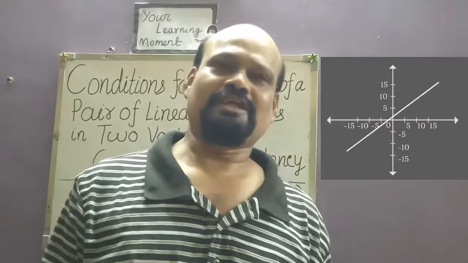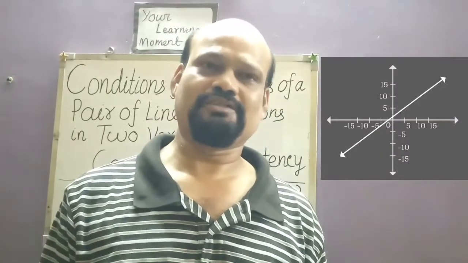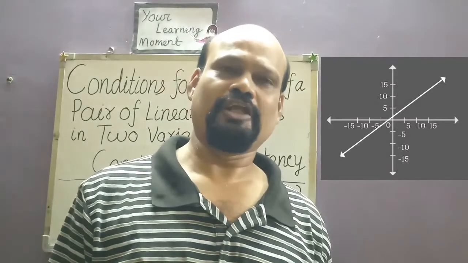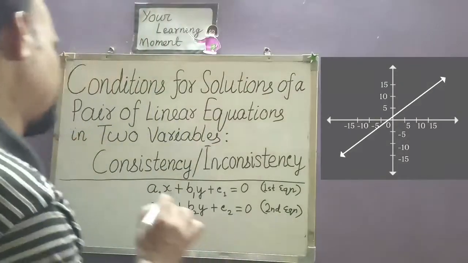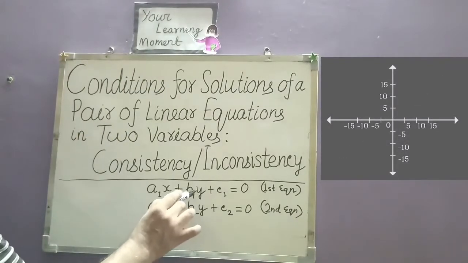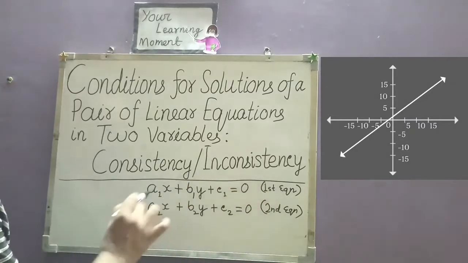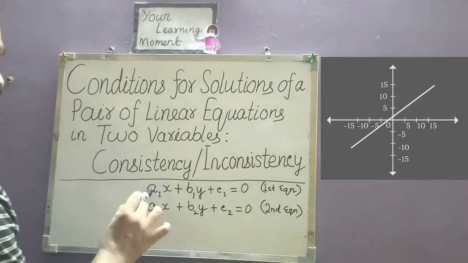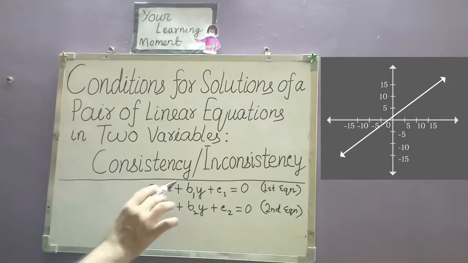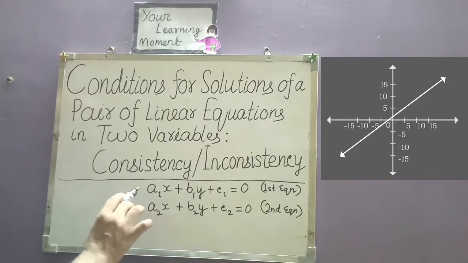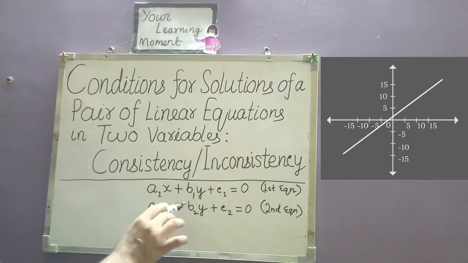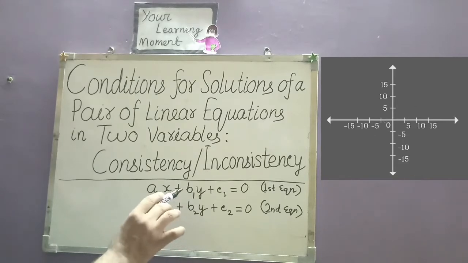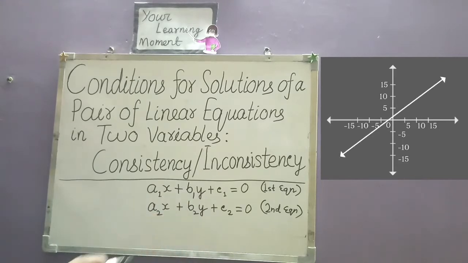Hello viewers, let us discuss the conditions of solutions, that is, consistent and inconsistent, of a pair of linear equations in two variables. Say a1x plus b1y plus c1 equal to 0, first equation, a2x plus b2y plus c2 equal to 0, second equation, where x and y are the two variables, a1, b1, a2, b2 are the coefficients of the corresponding terms, and c1, c2 are the constants.